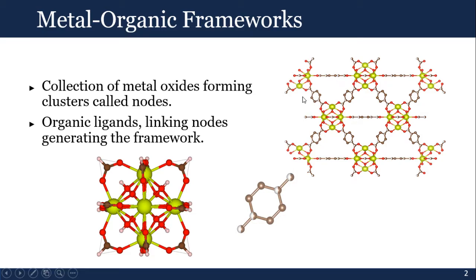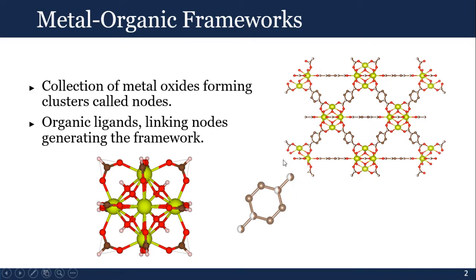They're basically, just generally speaking, collections of metal ions and oxygen atoms creating these clusters called nodes. And then linking these nodes together, you have organic ligands. So you can imagine there's a wide range of different combinations that you can choose from. Swapping out the metal ion, swapping out the ligand. You can play with how connected the MOF is, so how many connections it has to other nodes. You can change how many connections each ligand has to other nodes.